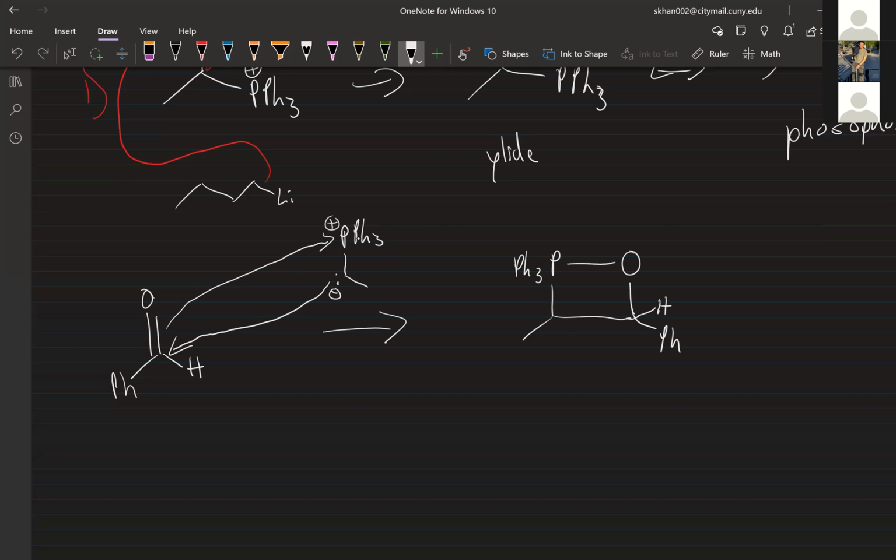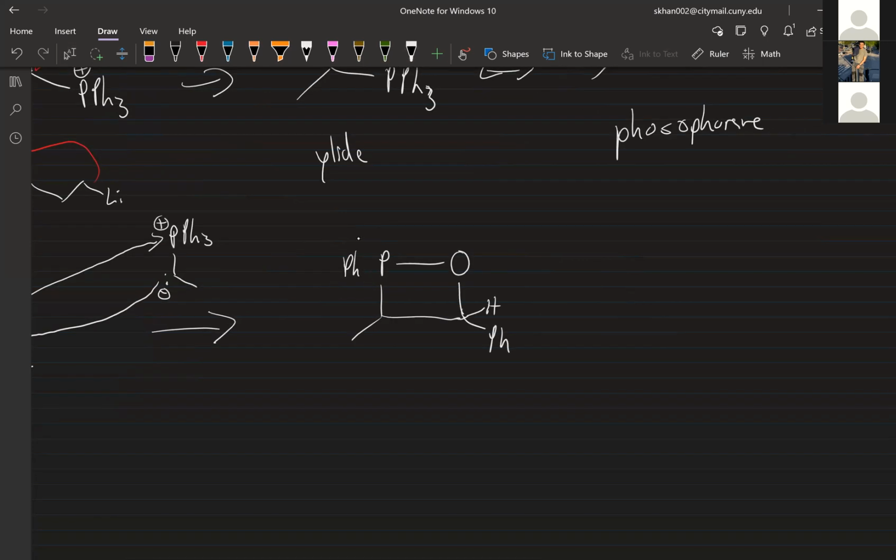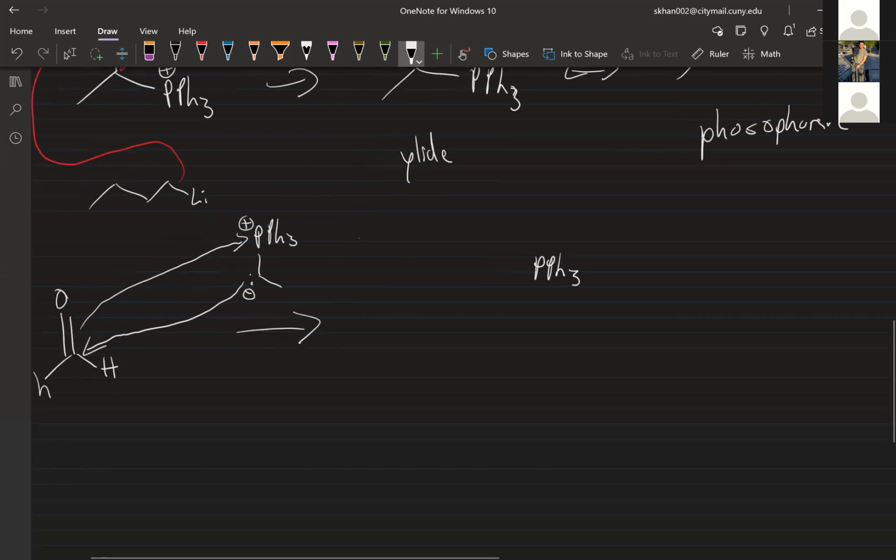Why did you turn it over? What do you mean turn it over? Like the oxygen was on the left side and the PPh3 was on the right side. I mean, it doesn't really make a difference, but I guess in terms of clarity. I just like consistency because I get confused. Thank you.